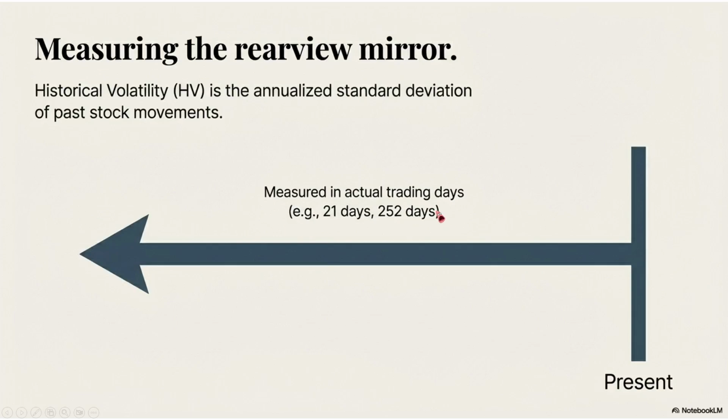So we measure past risk using historical volatility, which is essentially the math rearview mirror. Technically speaking, historical volatility is the annualized standard deviation of past stock movements. It is crucial to note that this is measured in actual trading days, not calendar days. So 1 month is 21 days, 1 year is 252 trading days, excluding holidays and weekends.